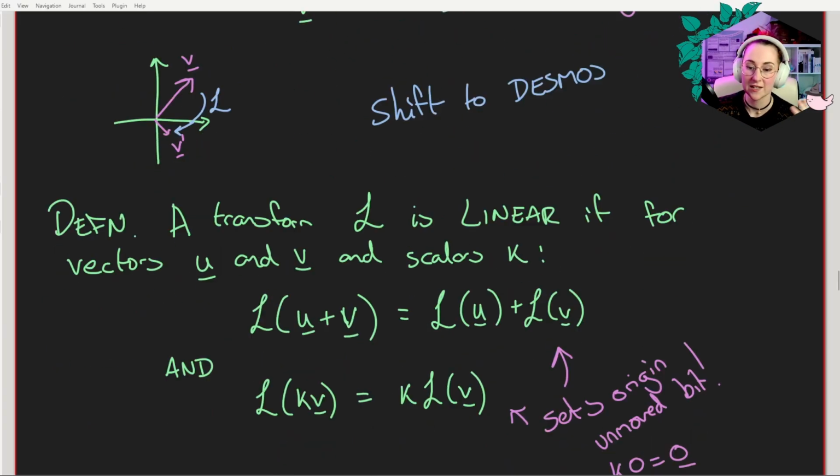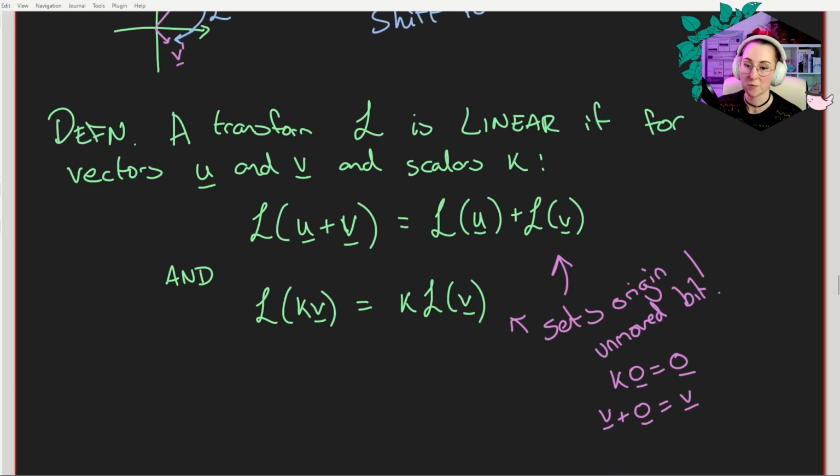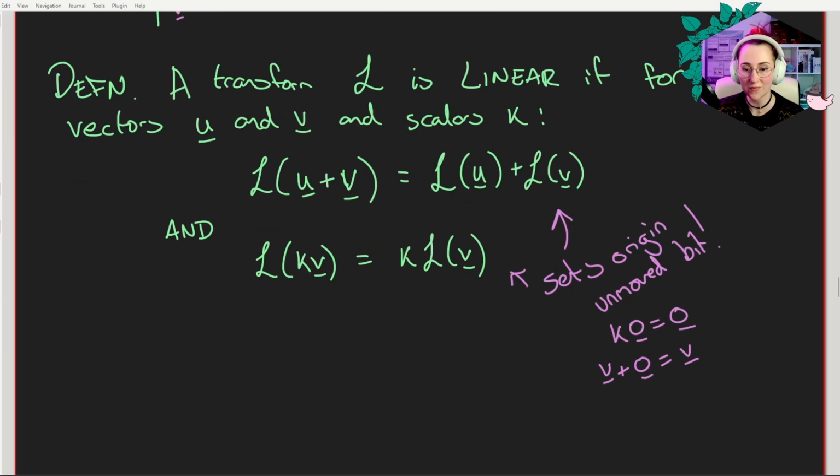So mathematically, it's linear if the transform of the sum of vectors is the same as the sum of the transforms of the vectors, and the transform of a scaled vector is the same as the scaled transform of the vector. And both of those mean that the origin doesn't move, and straight lines stay straight lines. Vectors' directions don't shift once we scale them with and without transforms, and the sum of vectors is the same, which is pretty cool.